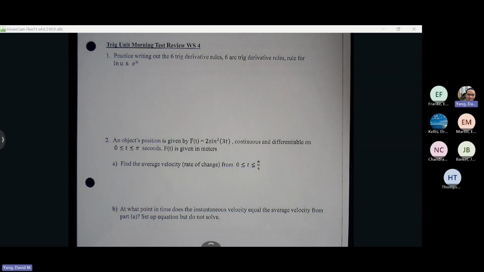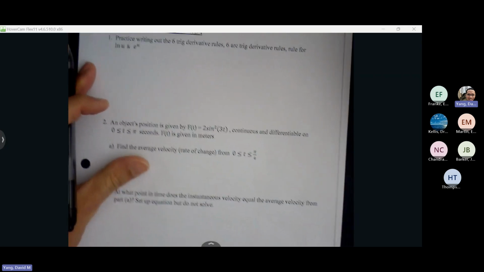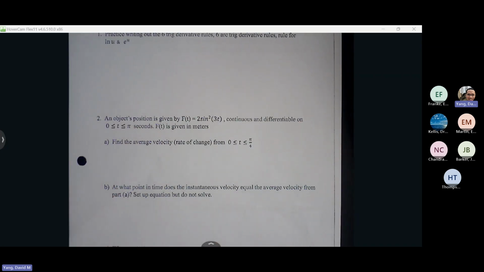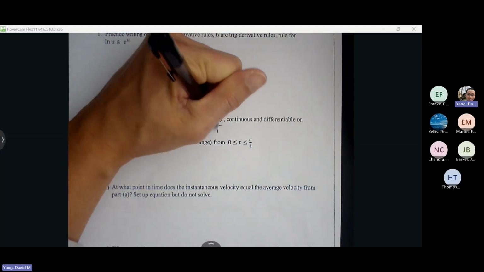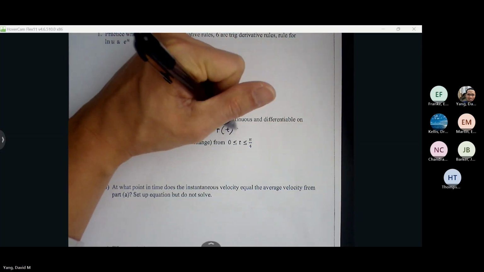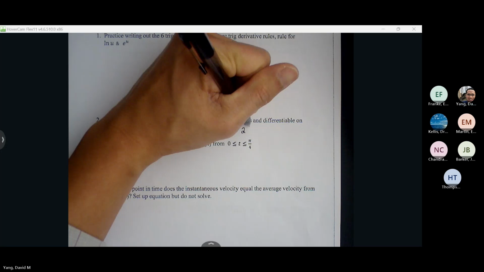All right, the position function is given by f of t. We see a trig function with an exponent that's written in that shorthand form, so it's always a good idea to rewrite it with a set of brackets.